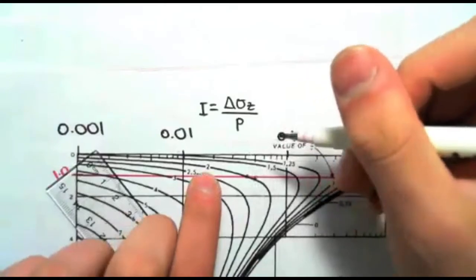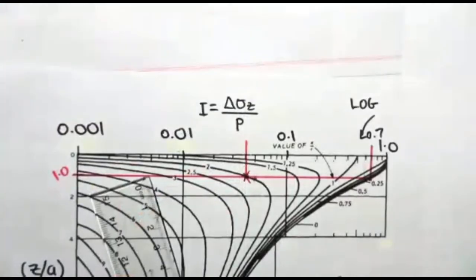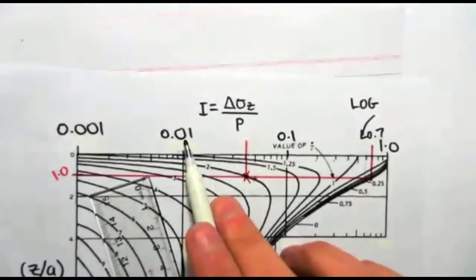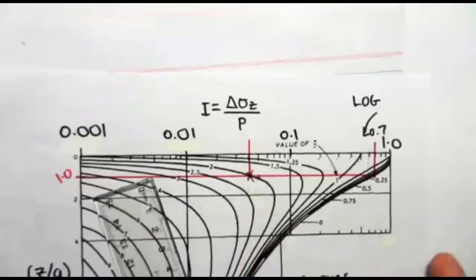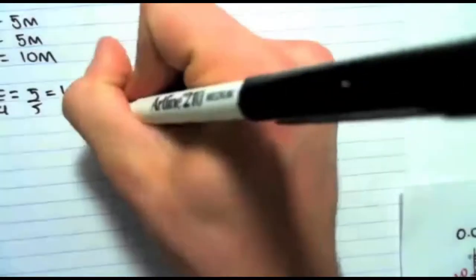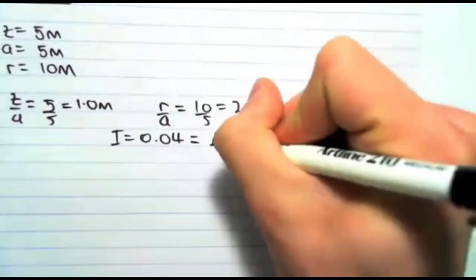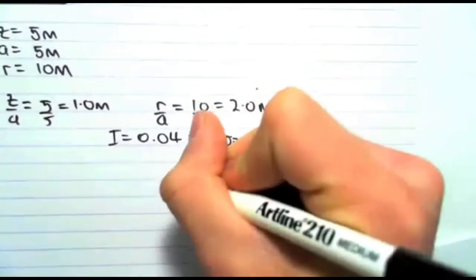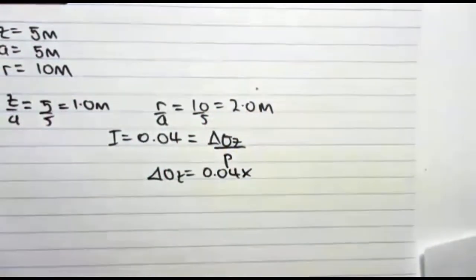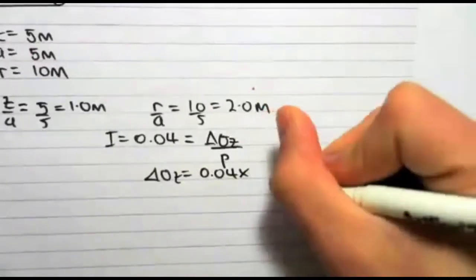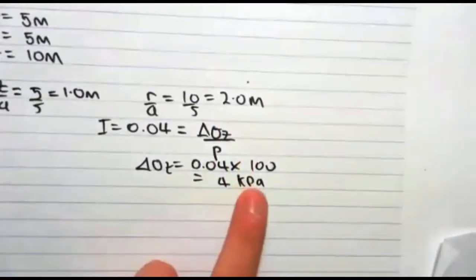So we'd come across and see where that intersects, and then we'd just go and find our I value. Once again, this is a log scale, so this is going to be 0.01, 0.02, 0.03, and 0.04. So our I value is 0.04. We know the I value is equal to the change in stress over the pressure. So the change in stress will equal 0.04. And our pressure doesn't change as well. Our pressure is still 100 kPa. So 0.04 times 100 is 4 kPa.